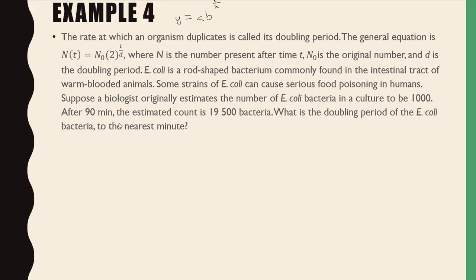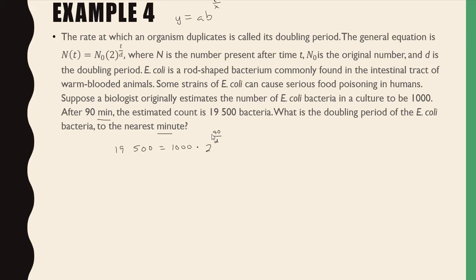Now, whenever I see minutes, it always makes me a little bit nervous because I'm so used to working in hours. But everything is actually in minutes, so that would be the first check I would do. Now, the total number of bacteria we have, so that's our N of T, is going to be 19,500. It says that we start with 1,000 bacteria, and we've got our doubling period. And it says that we leave them for 90 minutes, so that's going to be our T. So then we want to find out what the doubling period actually is.